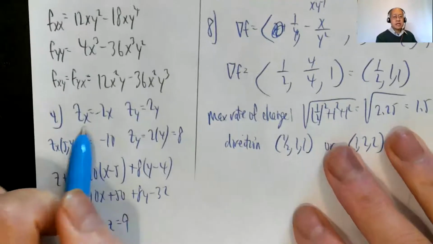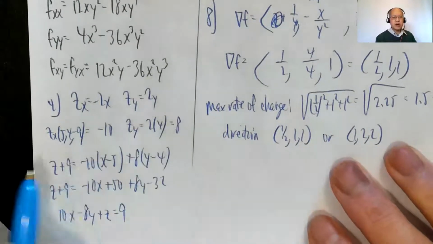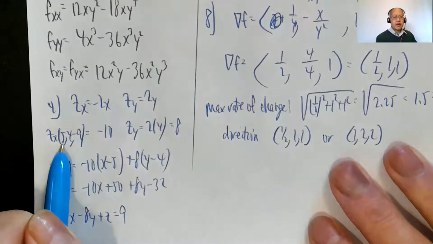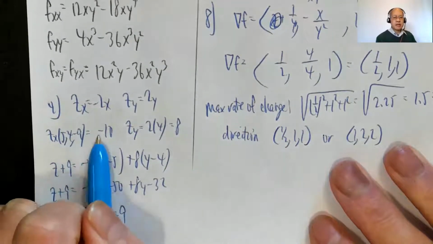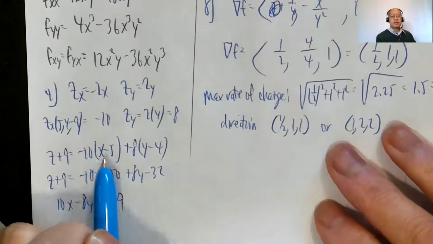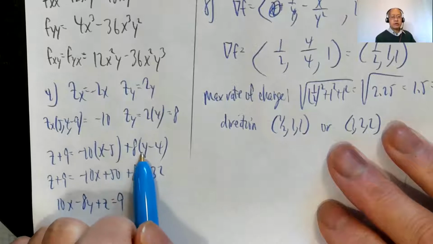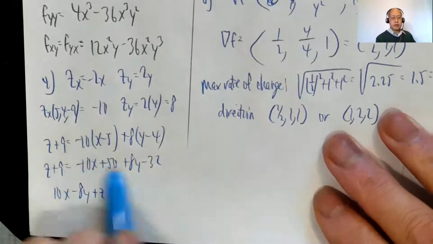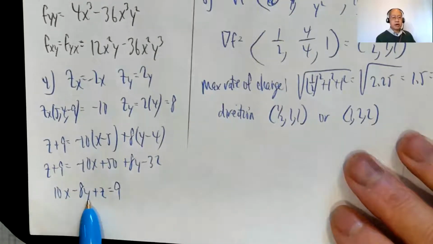Number four, z sub x is negative 2x, z sub y is 2y. Plug in (5, 4, negative 9), z sub x is negative 10, z sub y is 8. So plug in: z plus 9 equals negative 10 times (x minus 5) plus 8 times (y minus 4). I would accept that, or if you can clean it up, 10x minus 8y plus z is equal to 9.